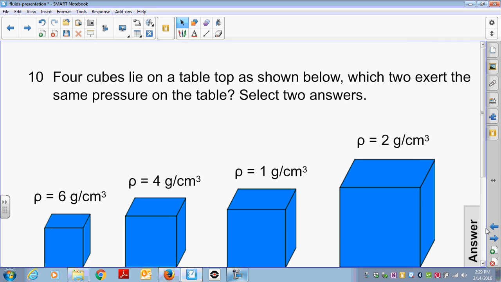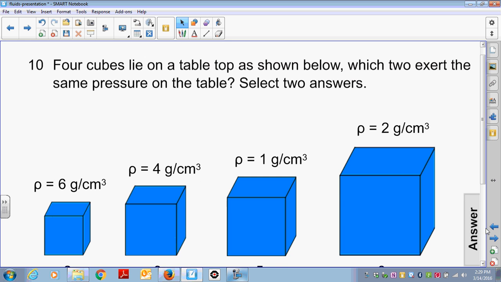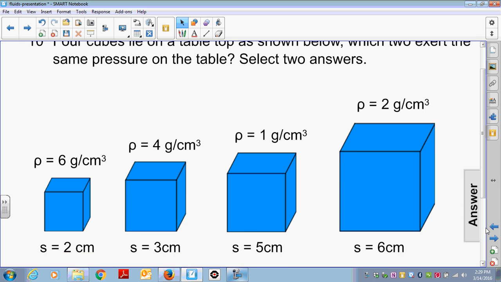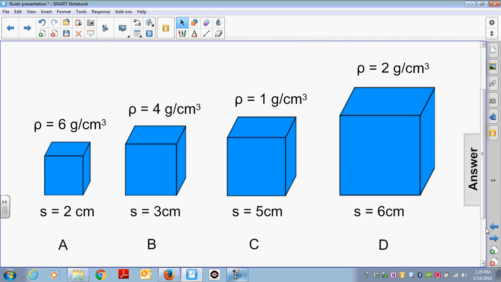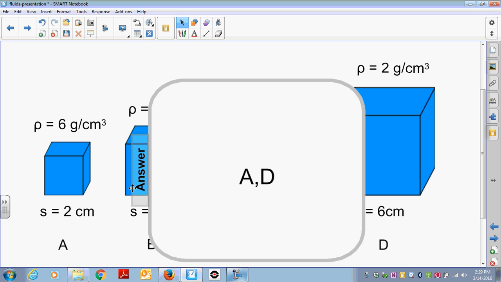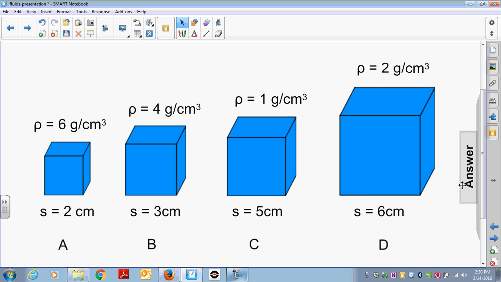4 cubes lie on a tabletop as shown below. Which 2 exert the same pressure on the table? There's 2 answers to select. Go ahead and pause the video now. Okay, so let's see which 2 have the same pressure. You should have chosen A and D. And if you look at the numbers, it kind of makes sense.